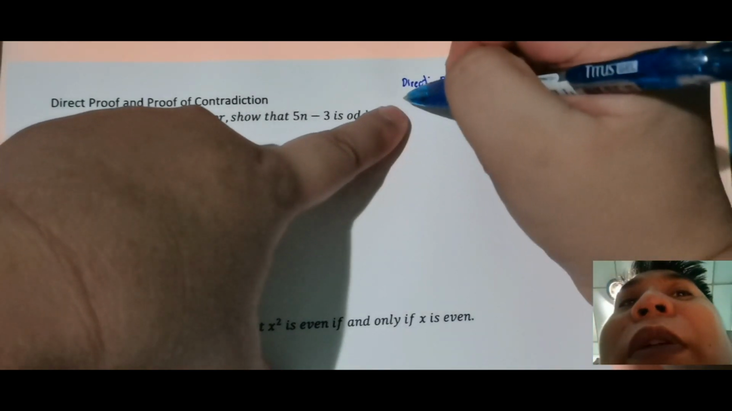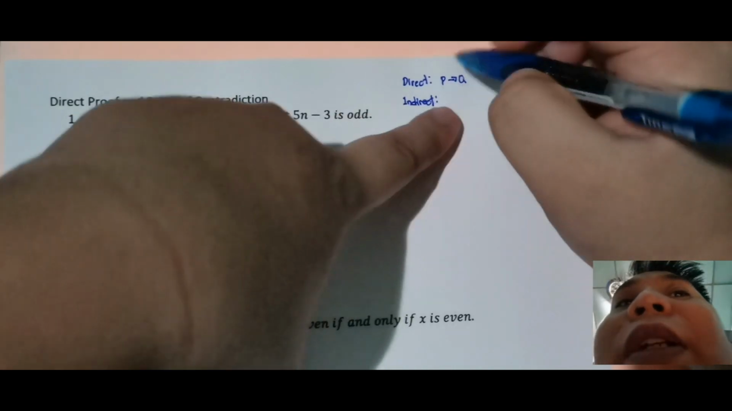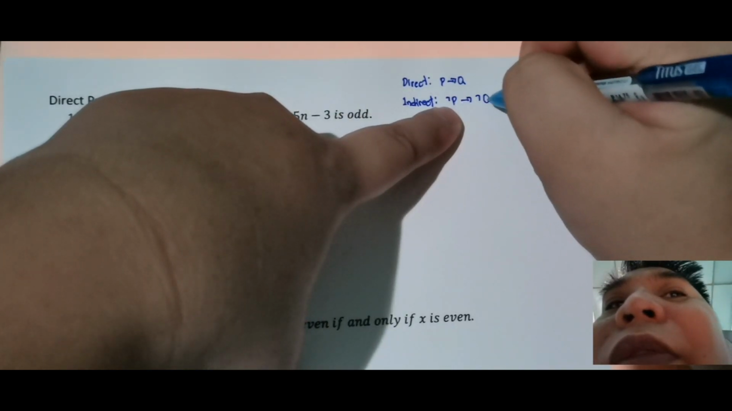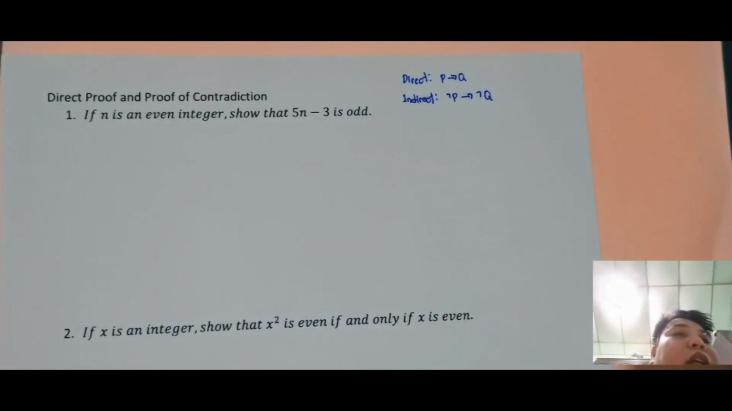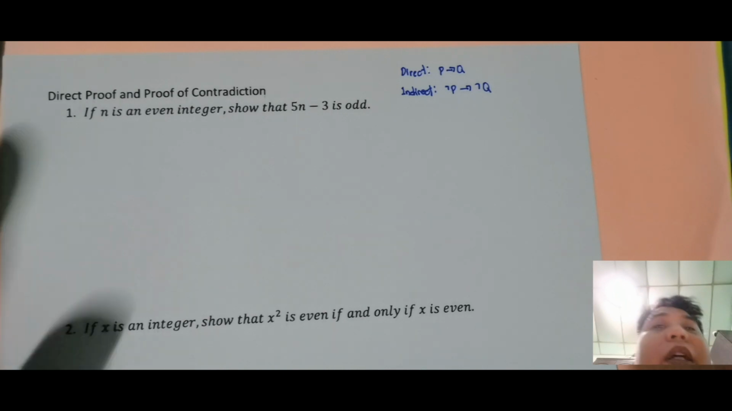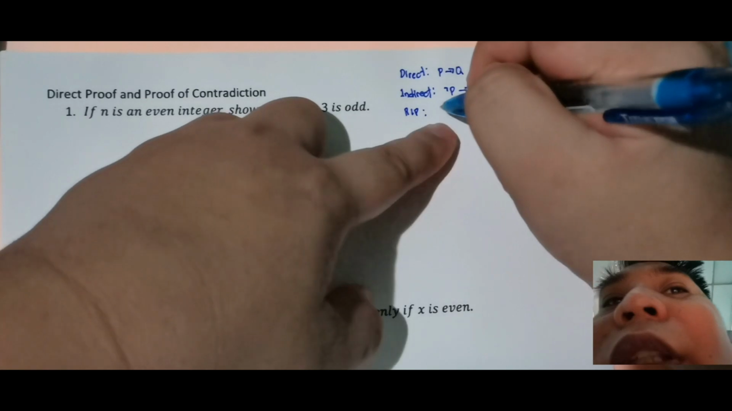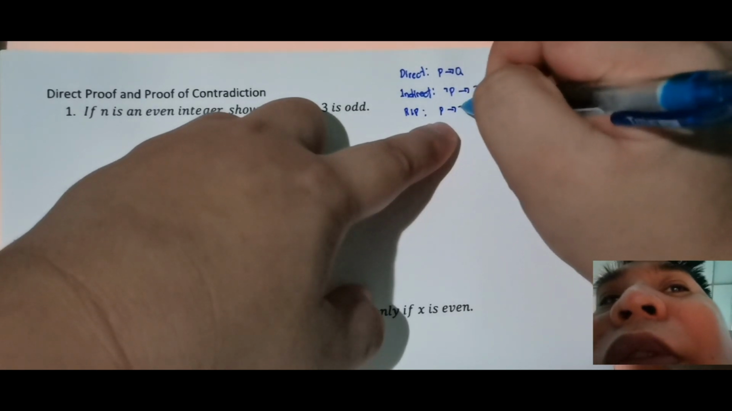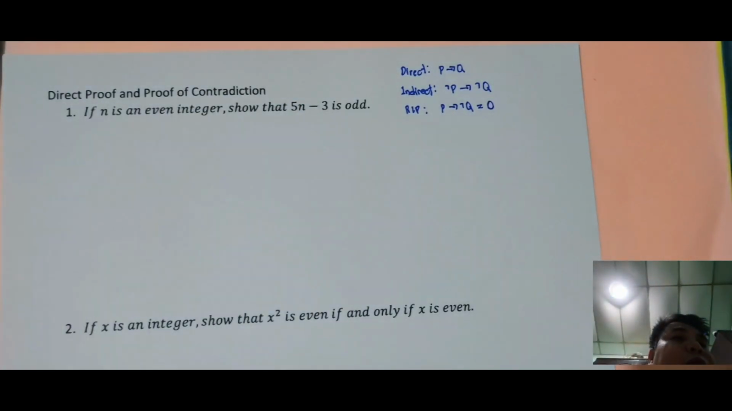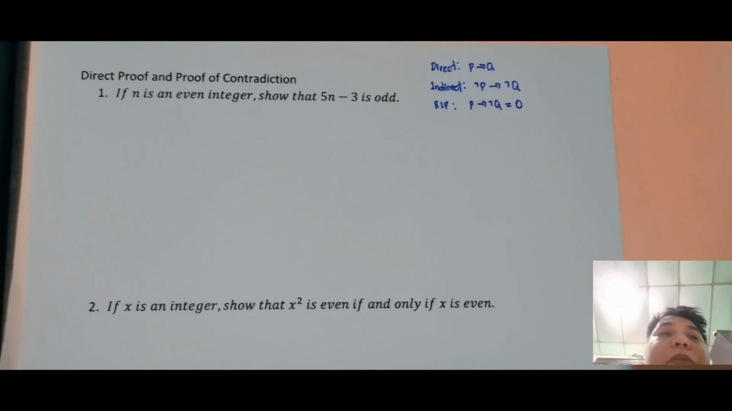Si indirect proof, yun naman yung inverse. That is not P implies not Q. Okay, then proof by contradiction, ipapasok mo naman yung Q, gagawin mong not. Tama? Sa contradiction or sa RAA, ipapasok ko yung Q, magiging not Q, tapos mag-show ka ng 0. Okay? So, ito yung number 2.